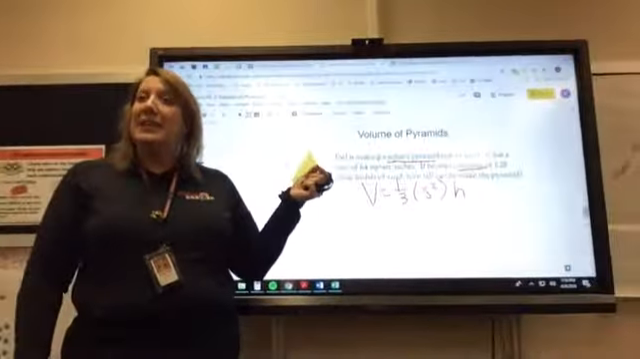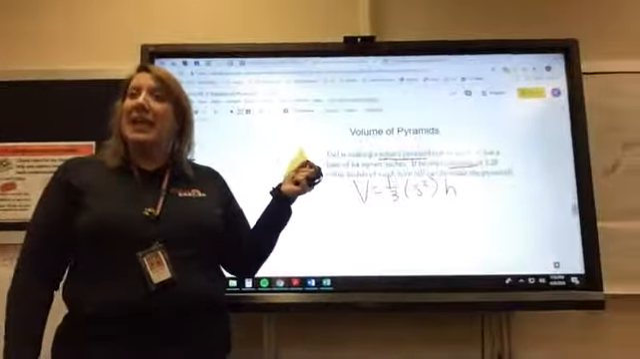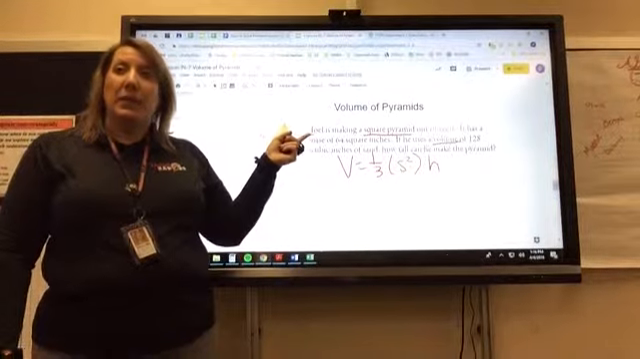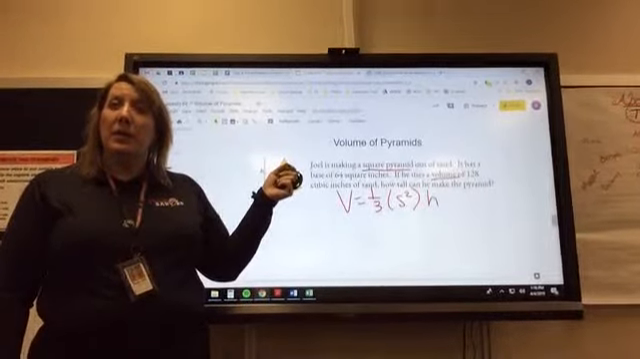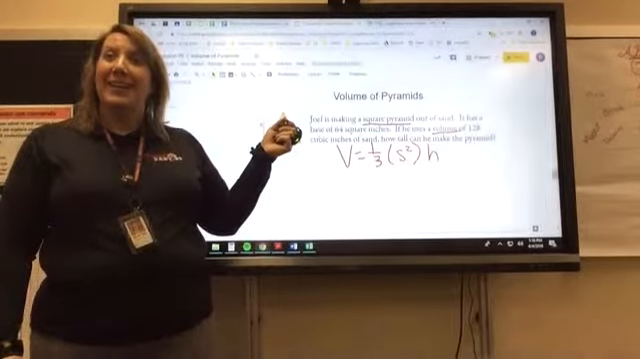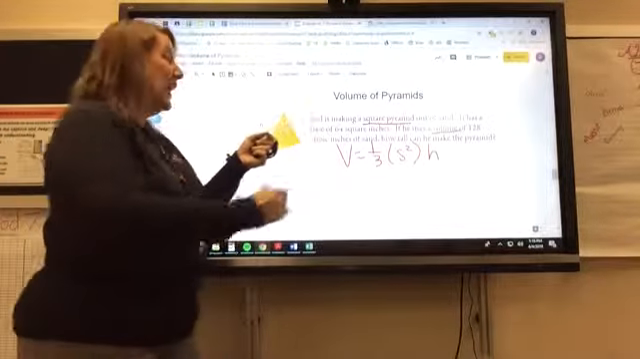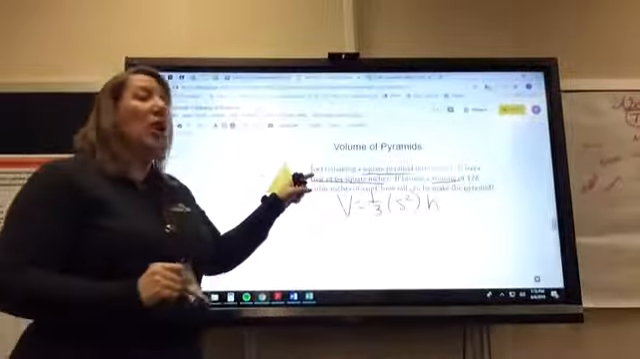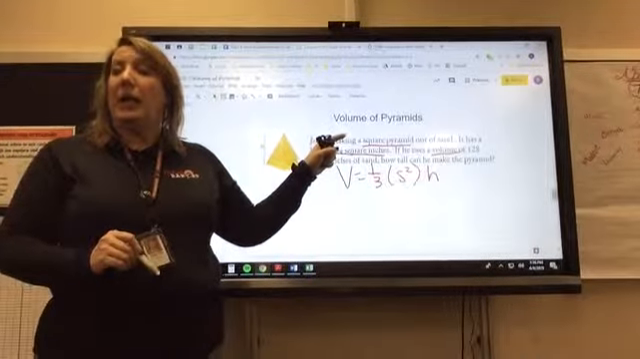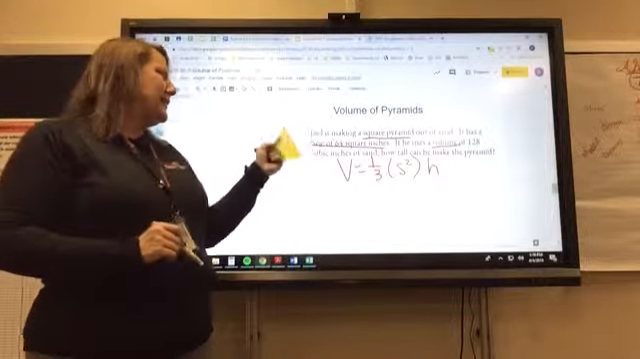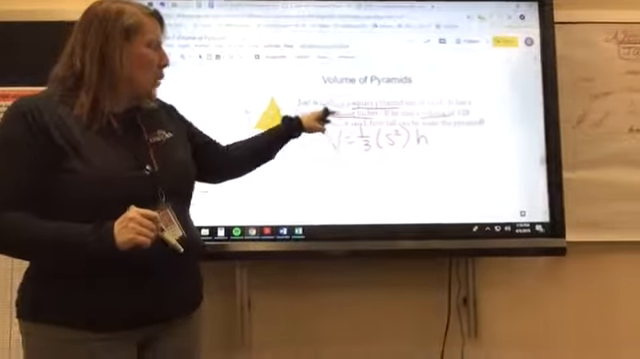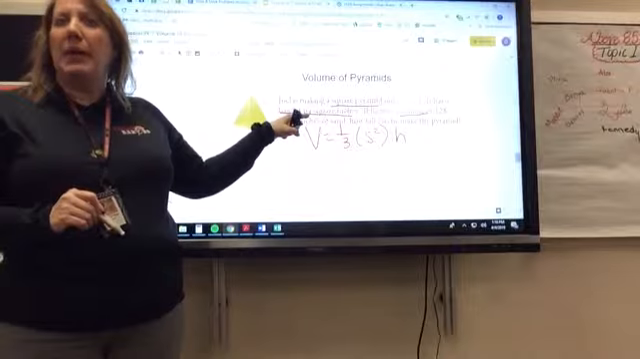What information did they actually give me? They gave the base, which is 64. So what is that about the base? Is that the side length of the base? Yeah, it is. The area. It's the area of the base. How do I know that that's actually the area of the base? How do I know that this right here is the area of the base?